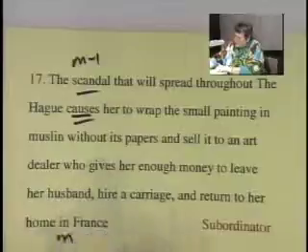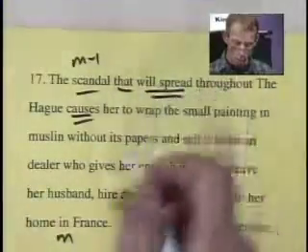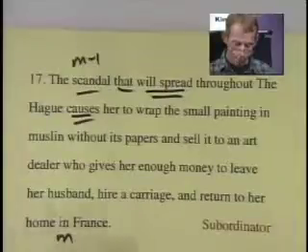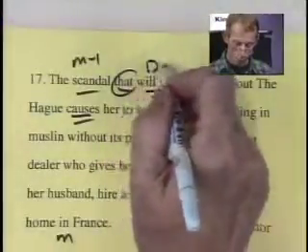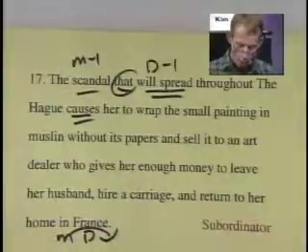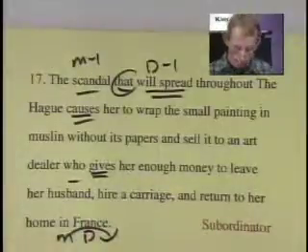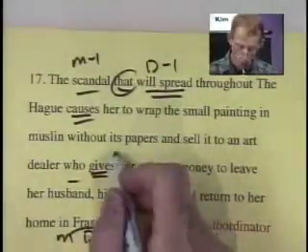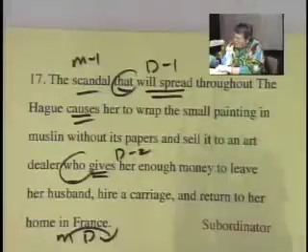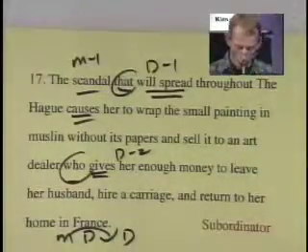Where's the next subject? That. And the verb? Will spread. And the kind of clause? Dependent. And the subordinate? That. So that looks like this. Where's your next subject? Who. And the verb? Gives. And the kind of clause? Dependent. And where's the subordinate? Who. So how many main clauses do you have? One. And how many dependent? Two. What kind of a sentence?